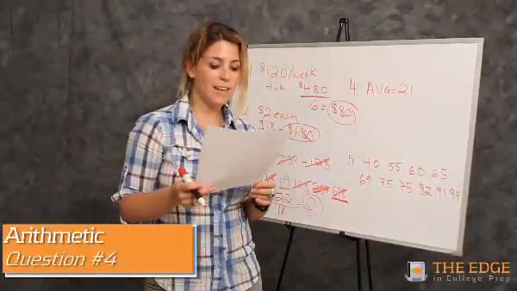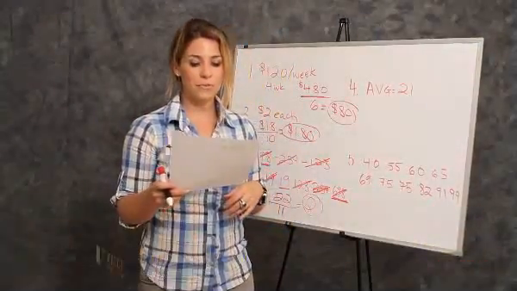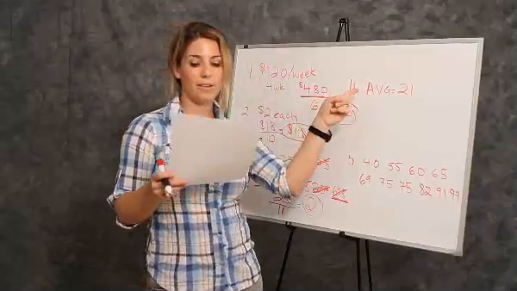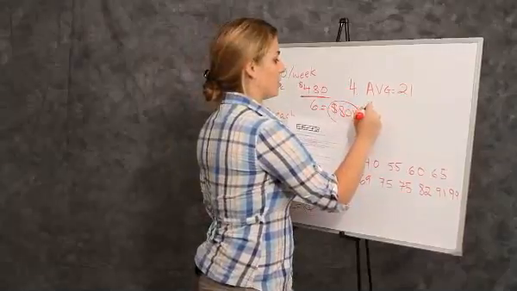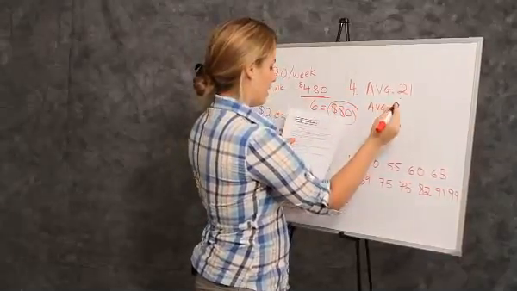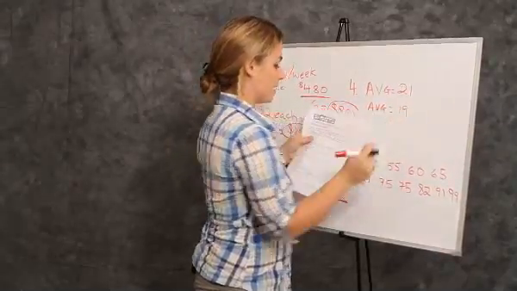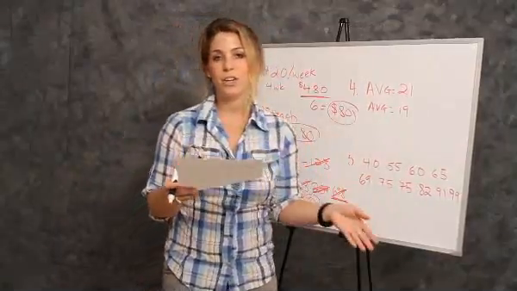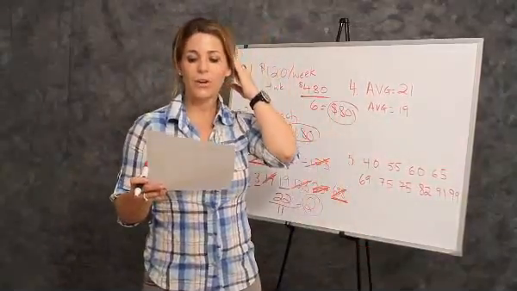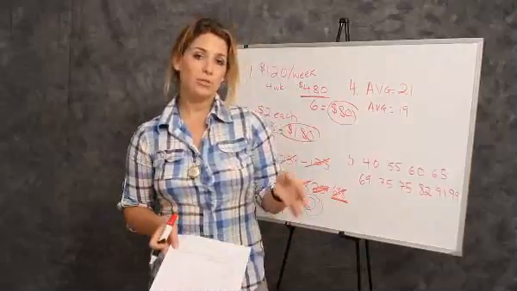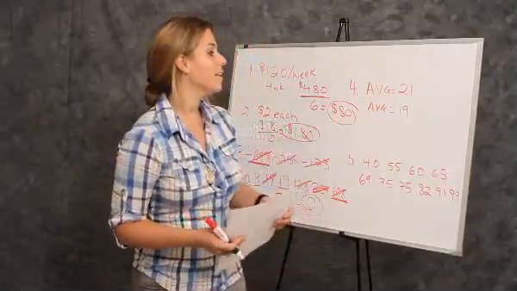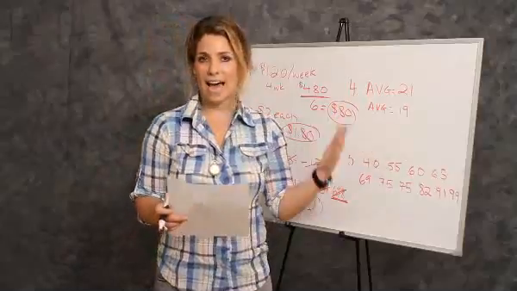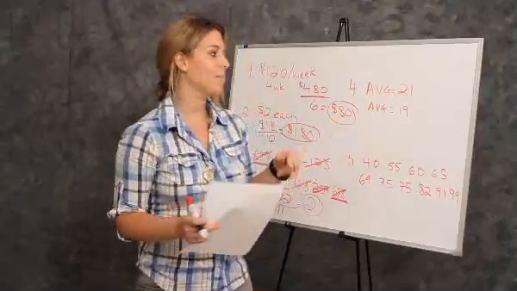Number 4 says that if the average of 50 numbers is 21, and the average after removing 2 numbers is 19, what is the average of the 2 numbers that were removed? So this question is a little bit trickier than some of the previous questions that we've done, but what we want to remember is that the average equals the sum divided by how many.